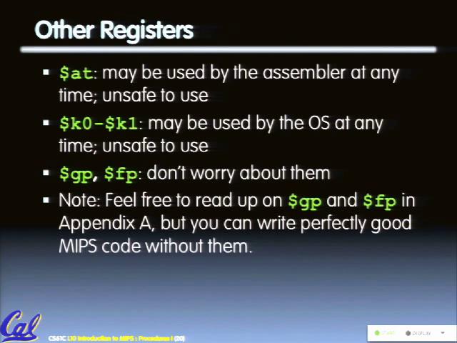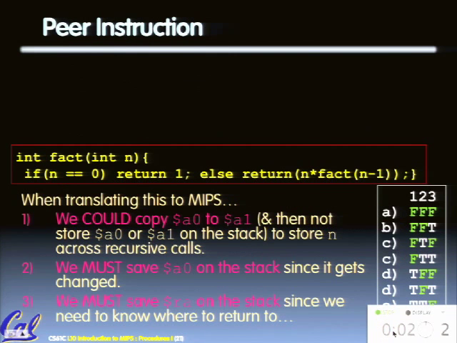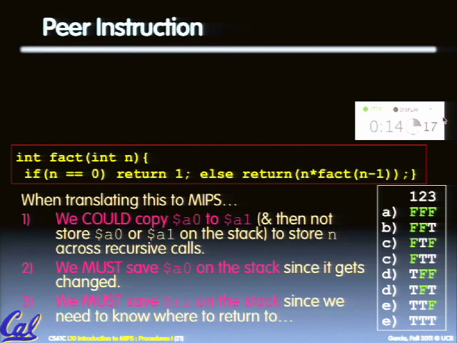Because I need N after I call this recursive function, I still need N after I'm done. Could I just store it in A1? Is it true that you have to store A0 on the stack? And is it true that you also have to store RA on the stack? So here's the true and false, 8 possible options. The olden days we had clickers with 8 number keys, and now I just have 5, so I have to combine them a little bit.